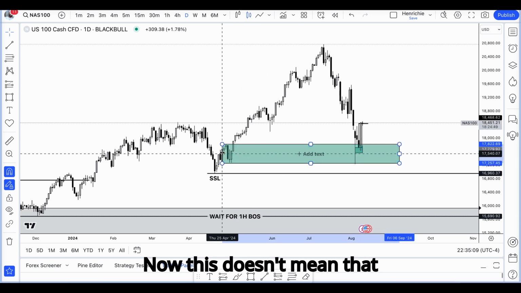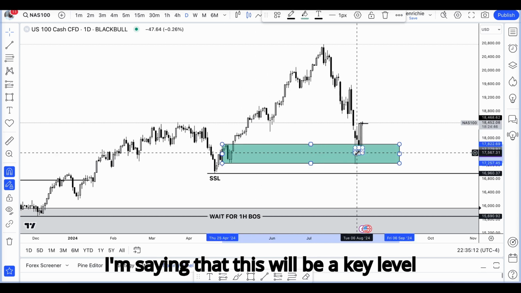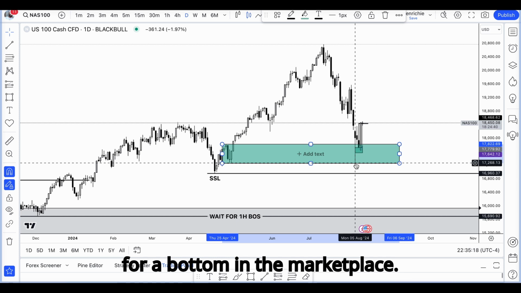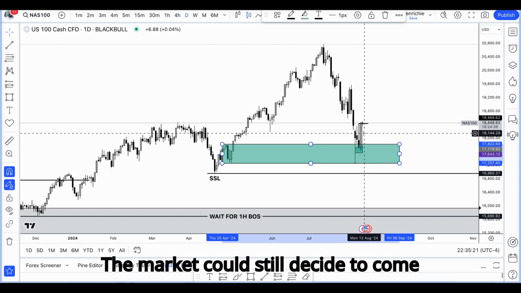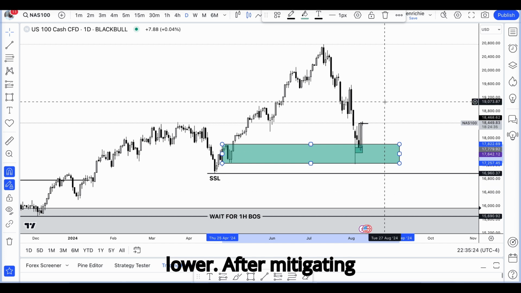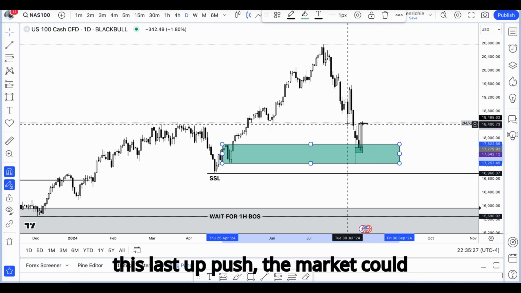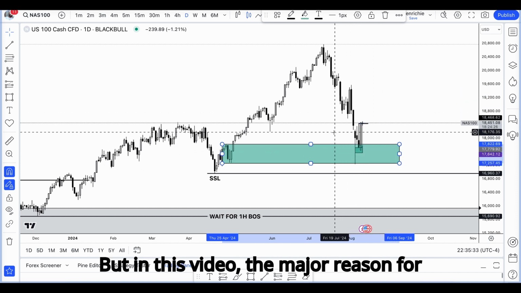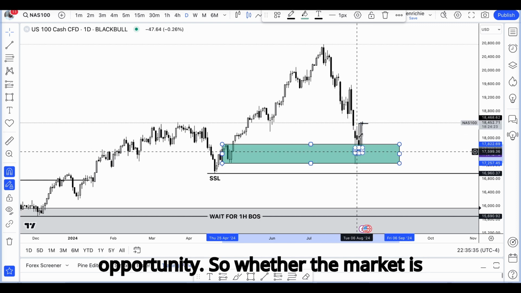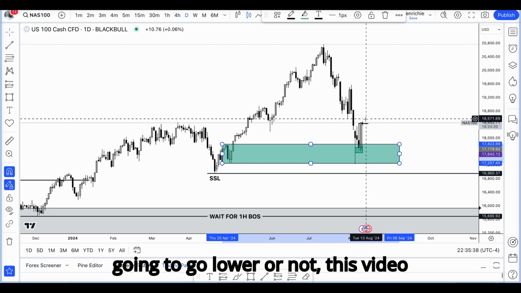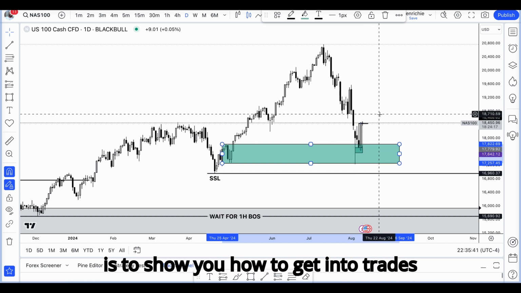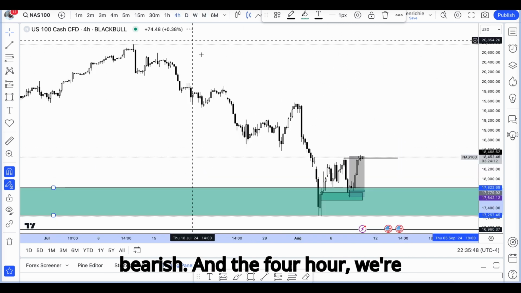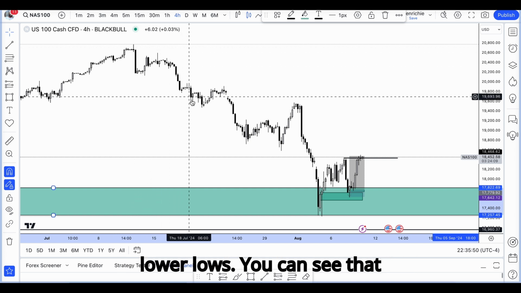Now, this doesn't mean that I'm saying that this will be a key level that could potentially facilitate a bottom in the marketplace. The market could still decide to come lower after mitigating this last up push. But the major reason for this video is to show a counter-trending opportunity. So whether the market is going to go lower or not, this video is to show you how to get into trades, even though the intraday levels were bearish and the 4-hour was consistently creating lower highs and lower lows.